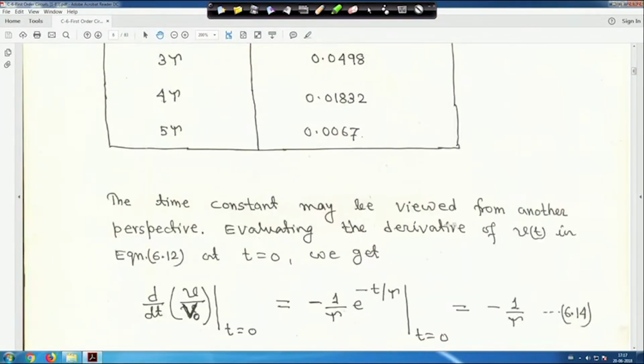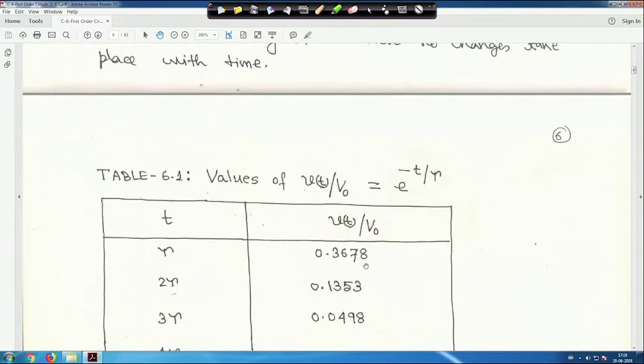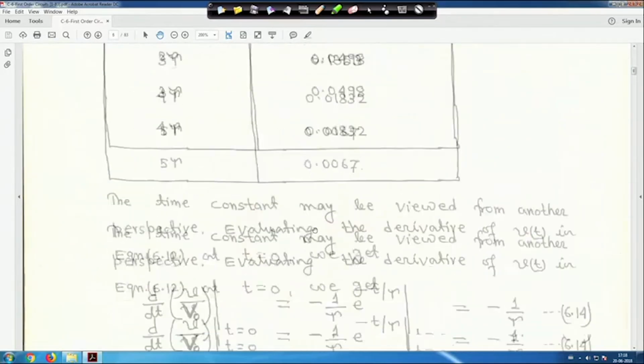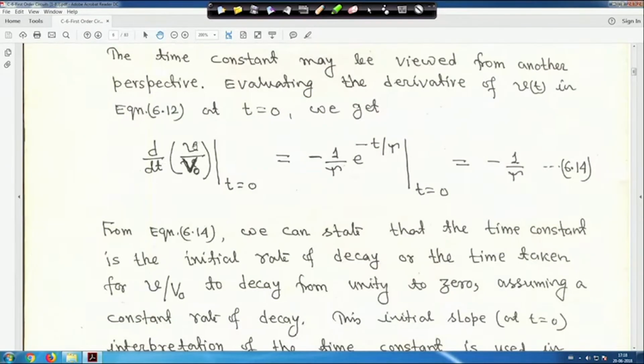The time constant may be viewed from another perspective: evaluating the derivative of V t in equation 12 at t is equal to 0. Equation 12 is V t is equal to V 0 e to the power minus t upon tau. Take the derivative of this. You take V by V 0, which is e to the power minus t by tau. So, d/dt of V by V 0 is minus 1 by tau e to the power minus t upon tau, and at t is equal to 0 it becomes minus 1 upon tau. This is equation 14, say.